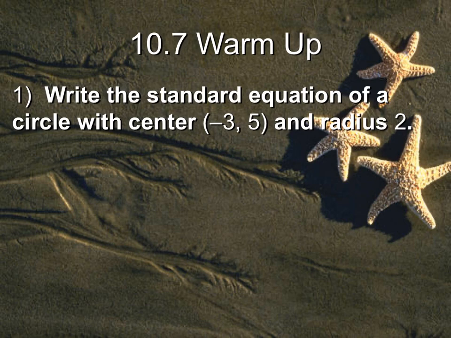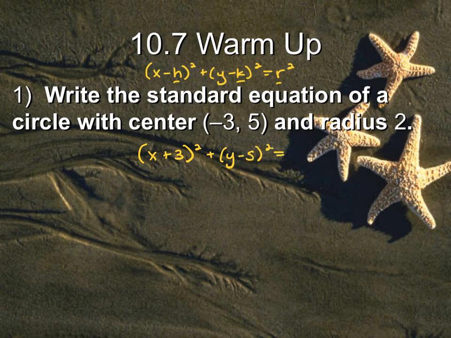Okay, so number 1 says, write the standard equation of the circle with the center -3, 5, and radius 2. Hopefully remember from last week that the standard equation is x minus h squared plus y minus k squared equals r squared, where h, k is the center, r is the radius. So this would be x plus 3 squared, because it would be minus a negative, plus y minus 5 squared equals 2 squared, which is 4.